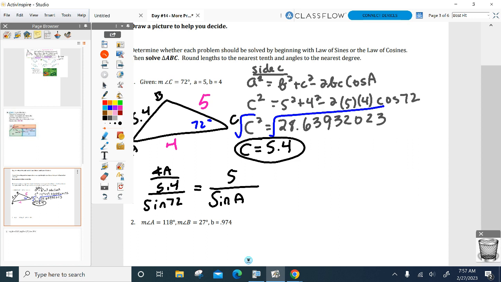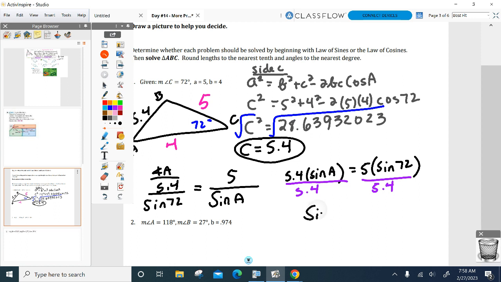All right, let's cross them up. 5.4 times the sine of A equals 5 times sine 72. I want sine of A all by itself. So divide both sides by 5.4. So go ahead, hit your calculator up, divide both sides by 5.4. I better do the same thing.